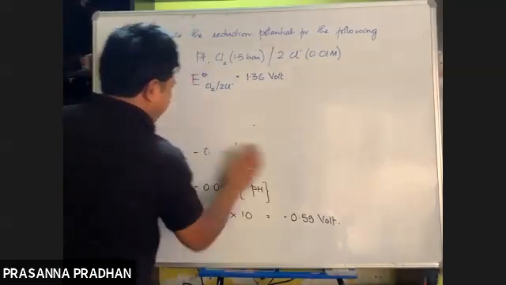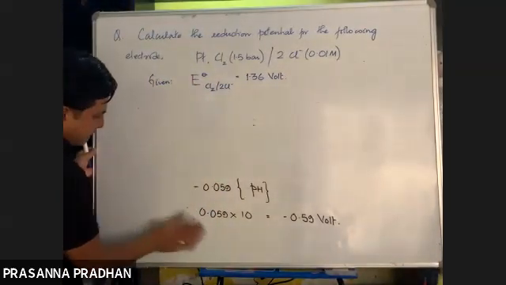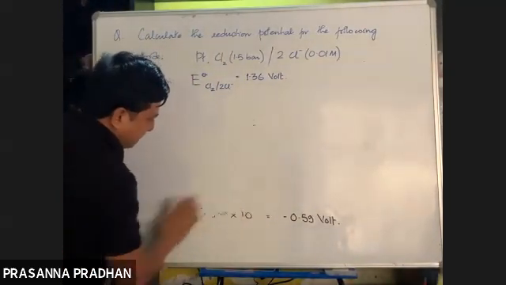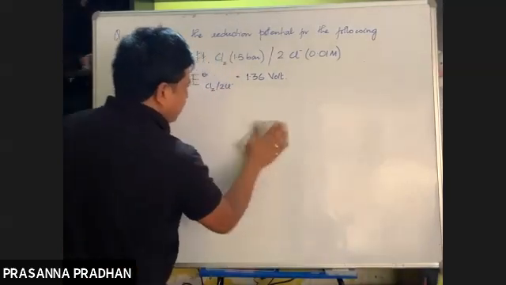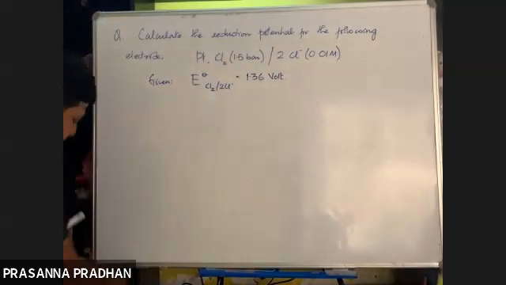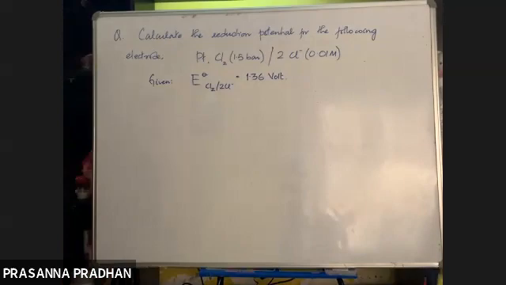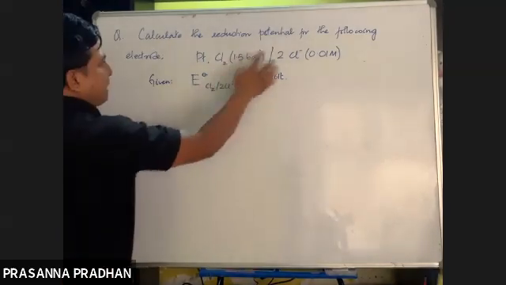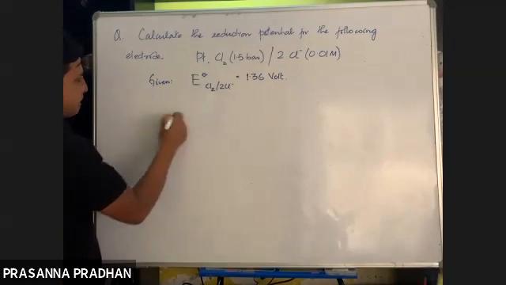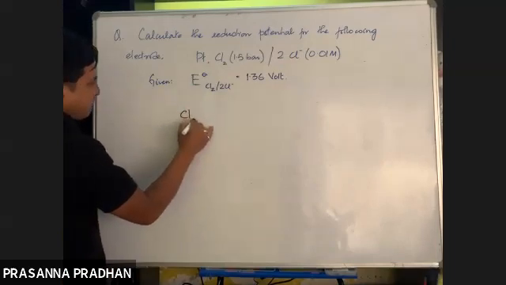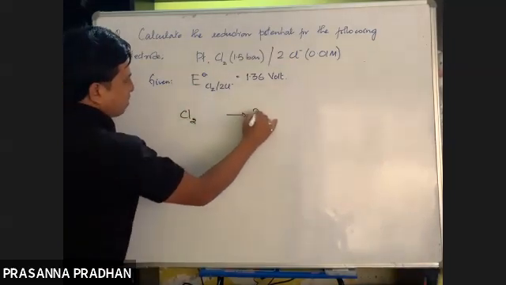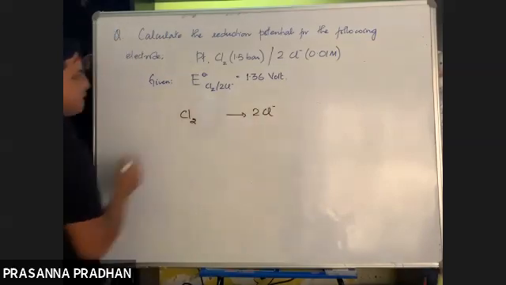Now let us apply the Nernst equation again. In order to apply the Nernst equation, first we need to know the electrode reaction. So what will be the electrode reaction now? Chlorine getting reduced to chloride ion. The electrode reaction is chlorine getting reduced to 2 chloride ion. So how many electrons must be gained?